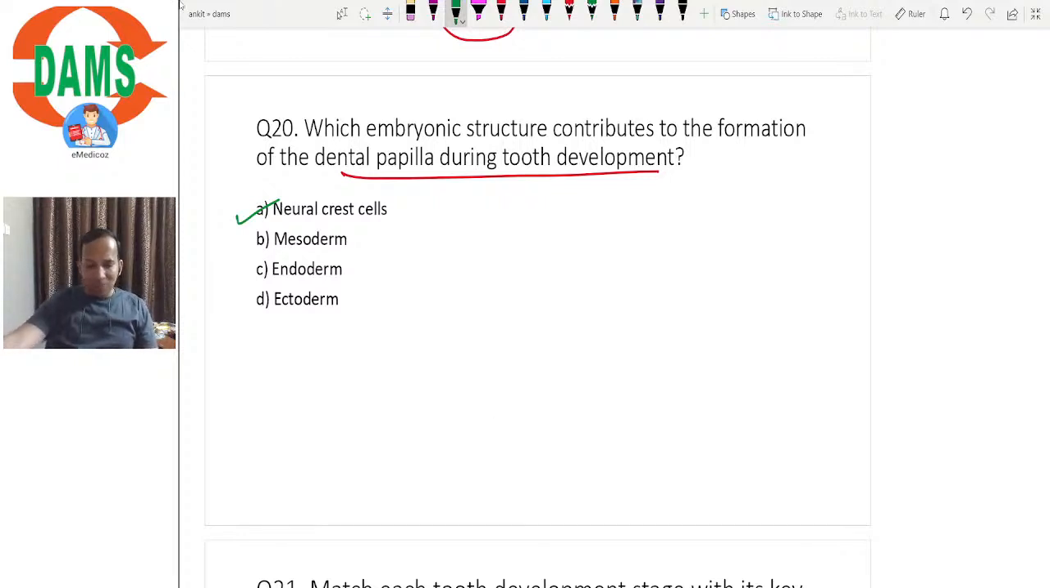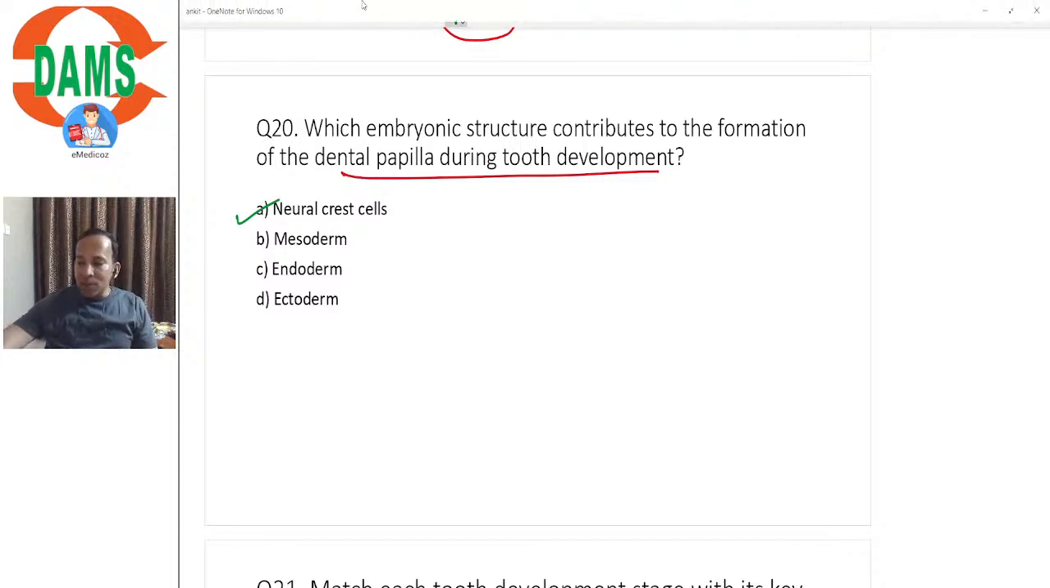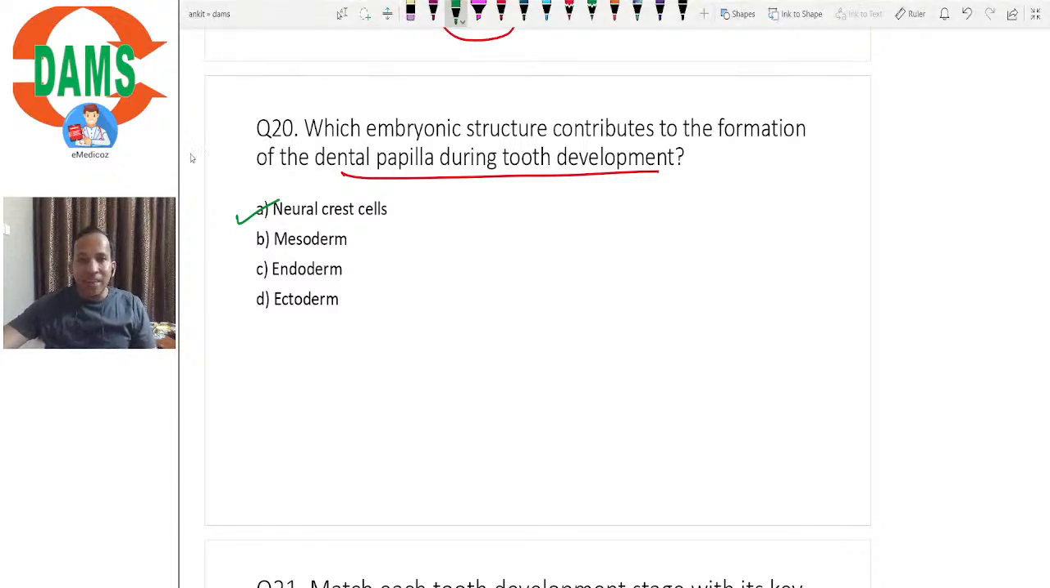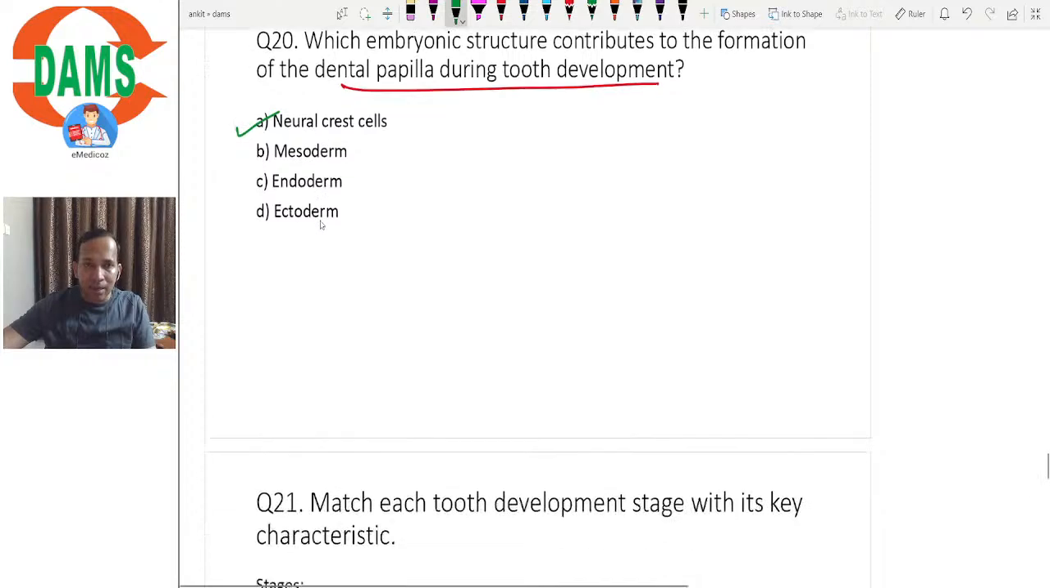So the next question we were discussing: which embryonic structure contributes to the formation of dental papilla? So what is the dental papilla formed from? It is formed from the neural crest cells, right?